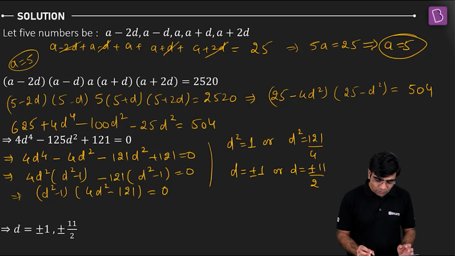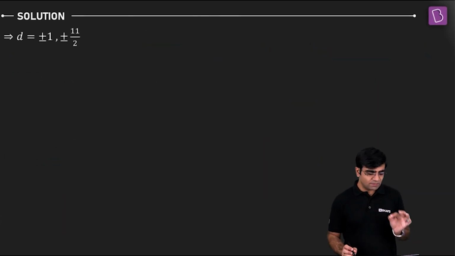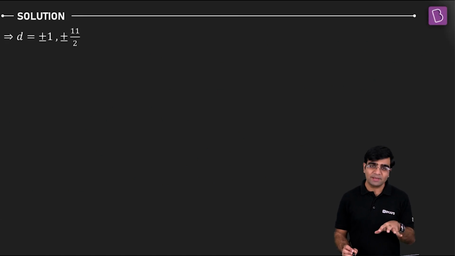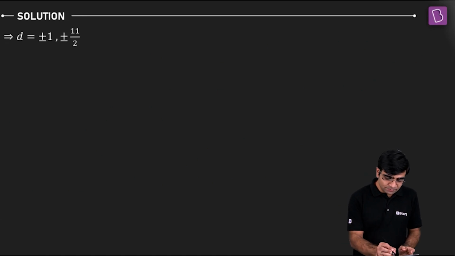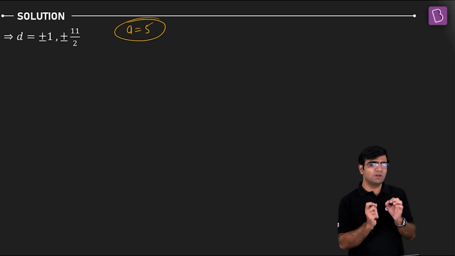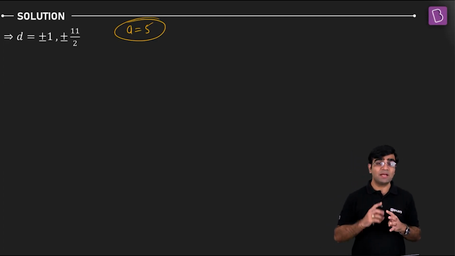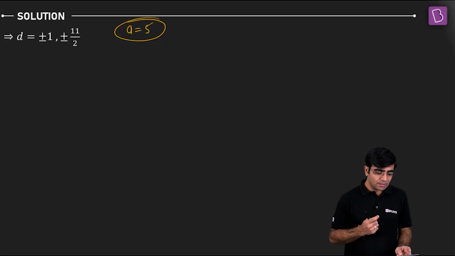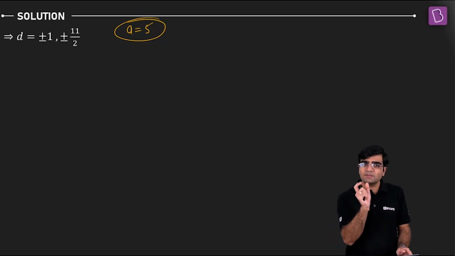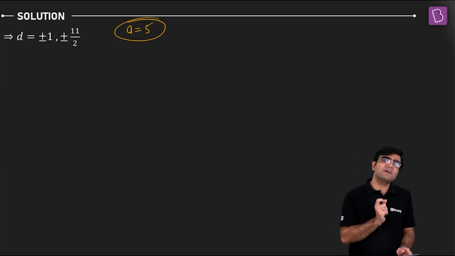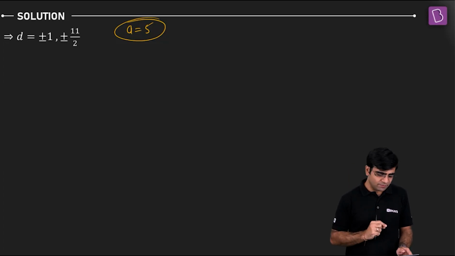Okay. Now, we got the value of a as 5. We got the value of d as plus minus 1 or plus minus 11 by 2, right? And a is 5. Now if I have the value of a and d, I have 4 possible d's. And then I have to ensure which one is actually going to fulfill my question or my desired answer. Do you remember another statement which was given, that one of these 5 terms is minus half? So let's quickly see how it behaves.